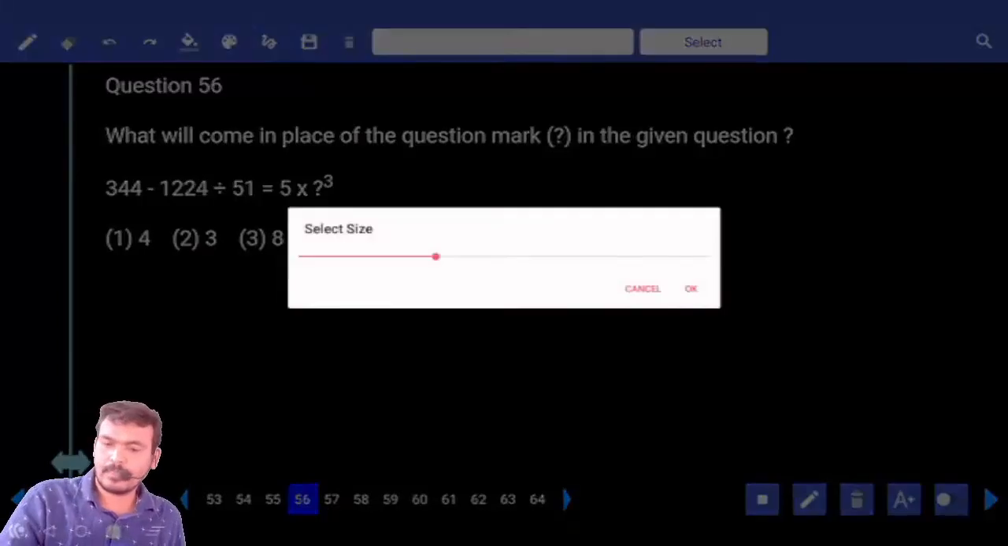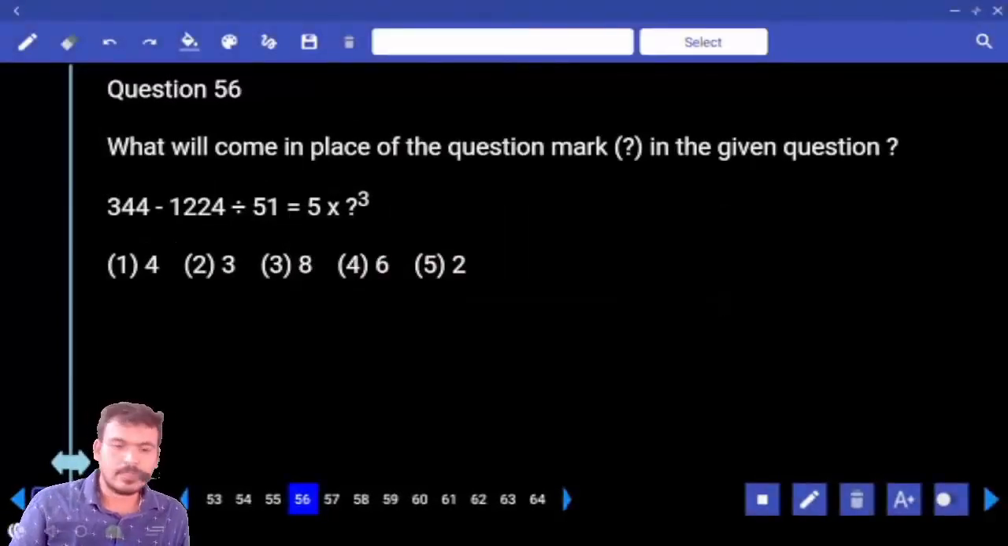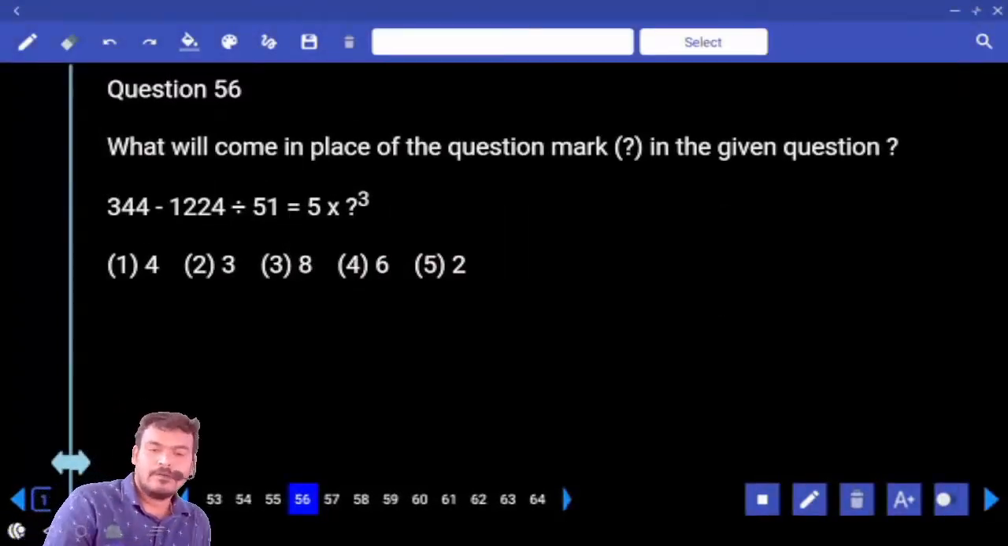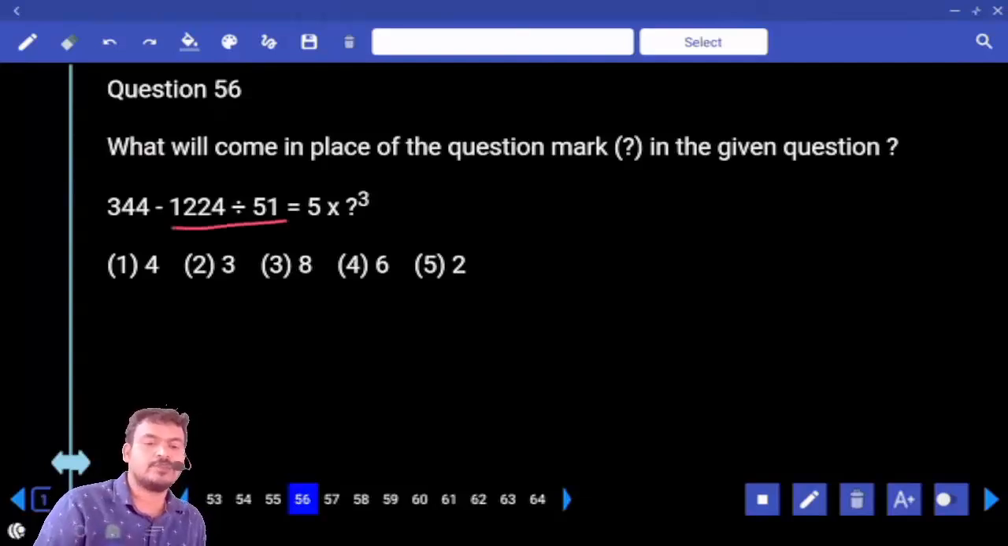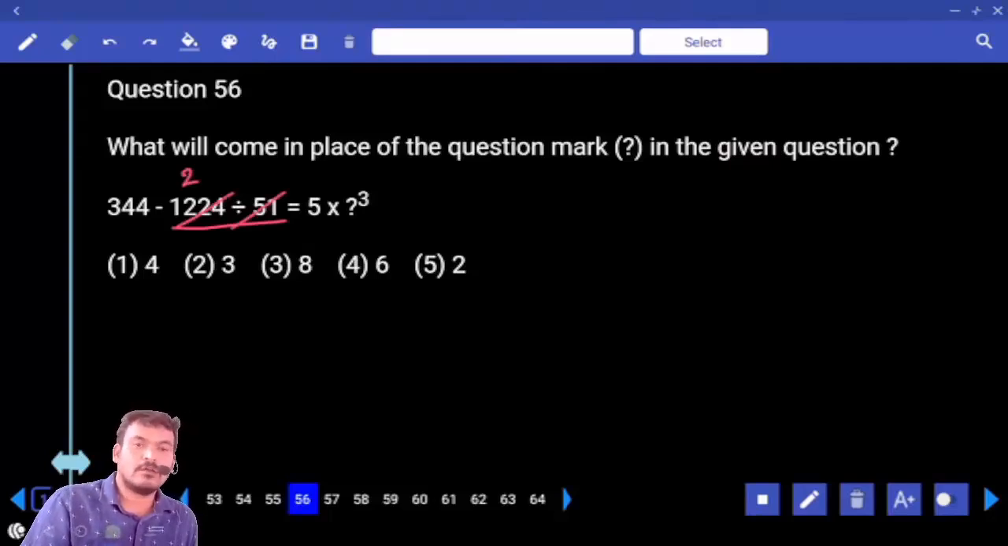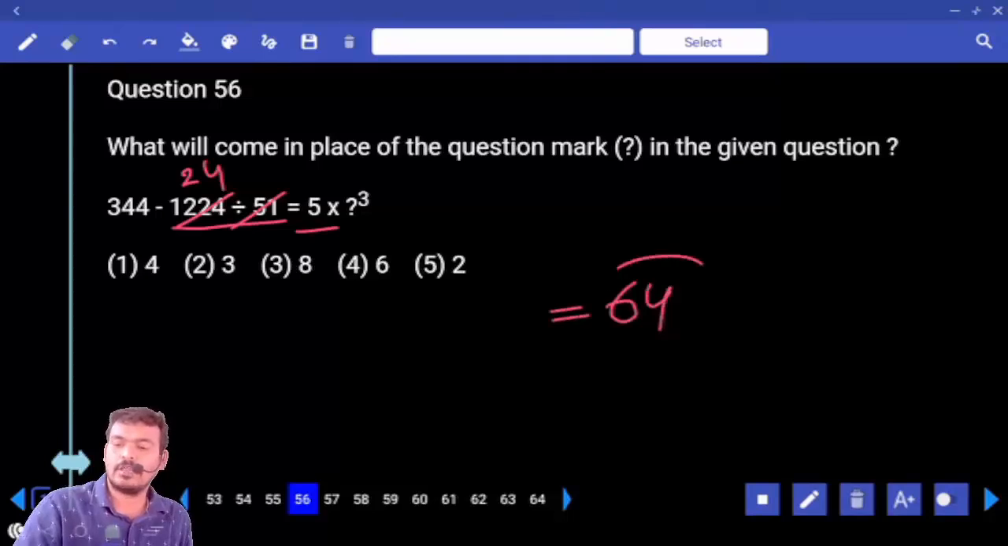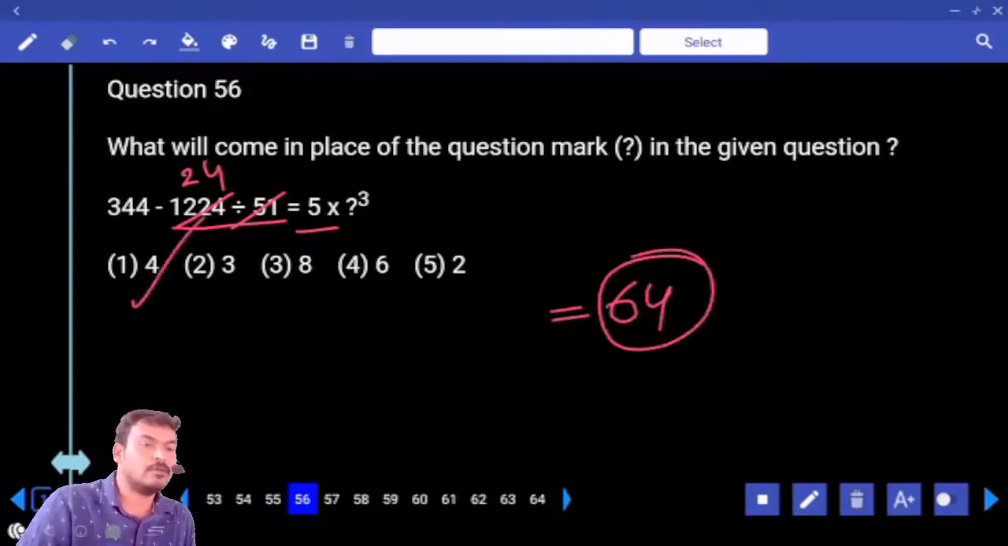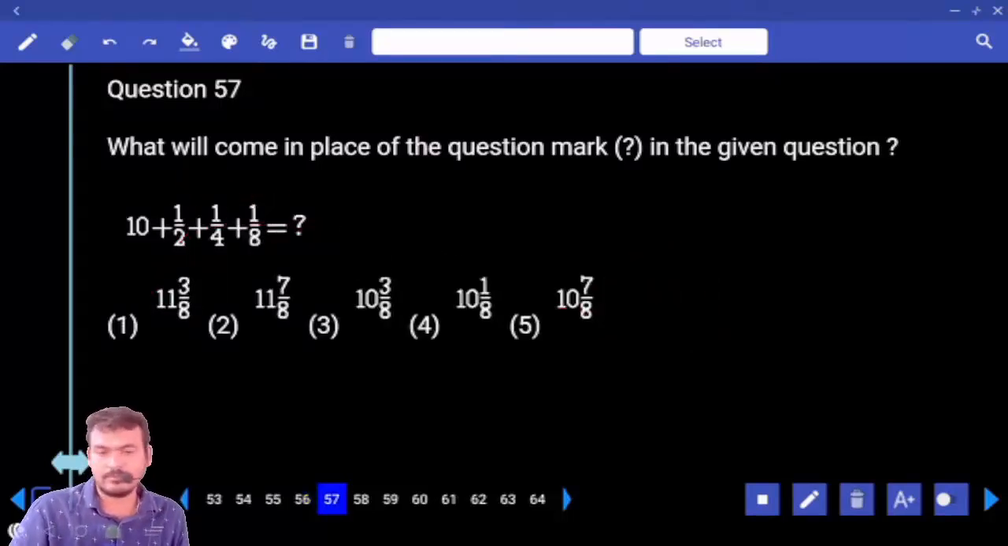Simplifications. First priority: 1224 divided by which one? 51. 51 2s how much? 102. Remaining value 204. How many times? 24 times. 344 minus 24, 320. 320 divided by 5, we are getting 64. It is the cube of which one? 4, or not? Next, 57.